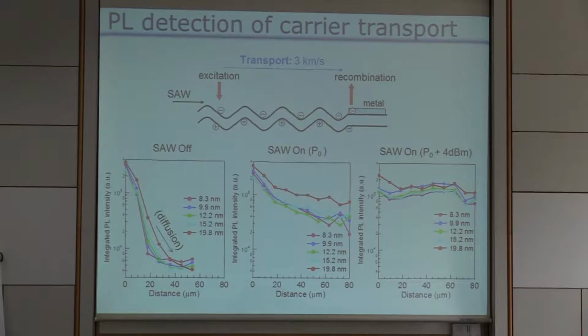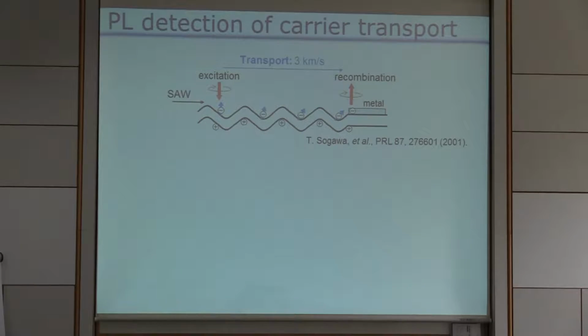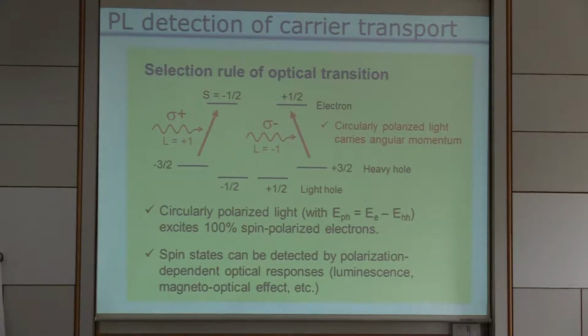Then what do we have to do to measure the electron spins? This is very simple. We can excite these electron spins by using circularly polarized light. For the detection, we measure the circular polarization of the luminescence. This is based on the selection rule of the optical transition. It is known that the electron has spin 1/2, and the heavy hole and the light hole have 3/2 and 1/2 of the angular momentum.